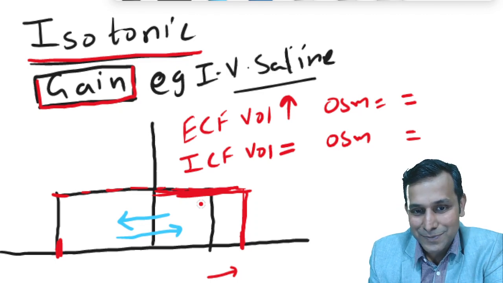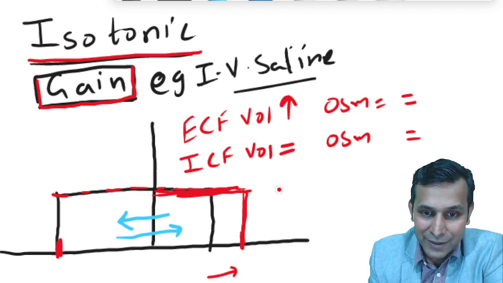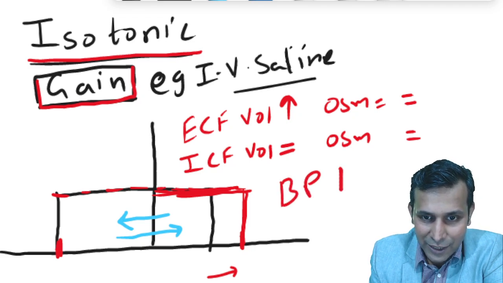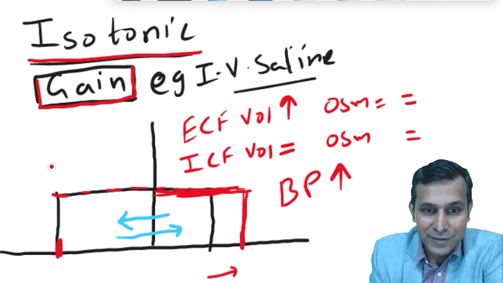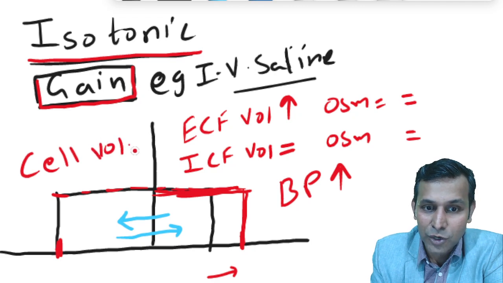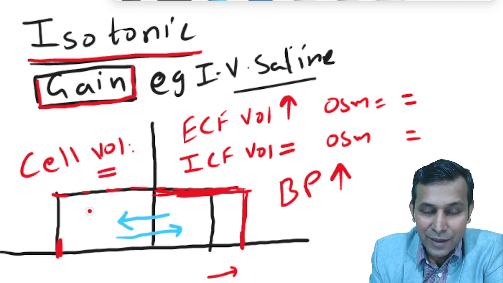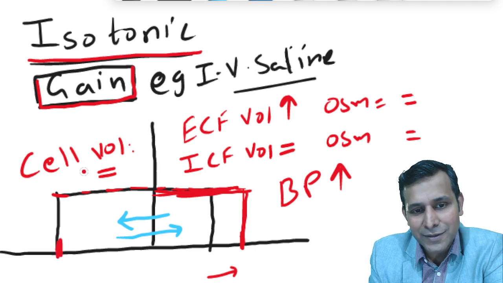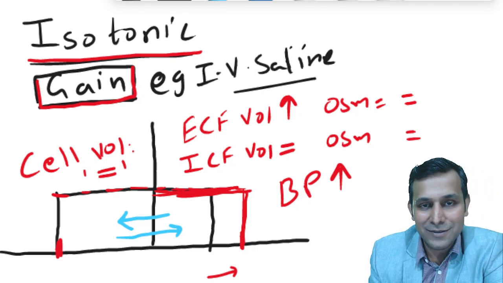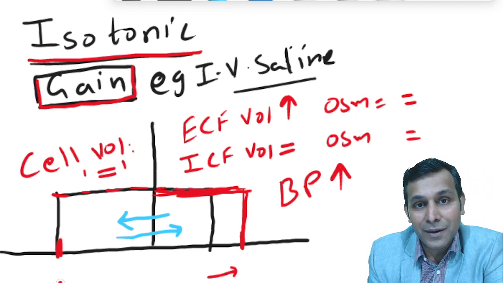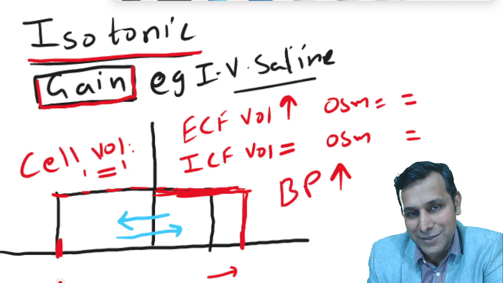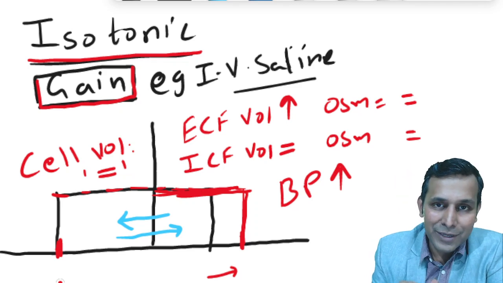This will help in understanding one more thing: the blood pressure in this condition will increase, whereas the cell volume, that is the volume of RBC, will remain the same. The mean cell volume, MCV, that is the volume of the RBCs, has no change. Okay, so remember these features.